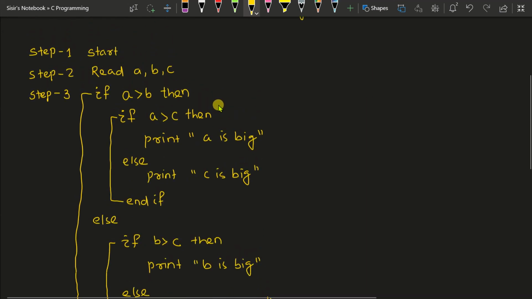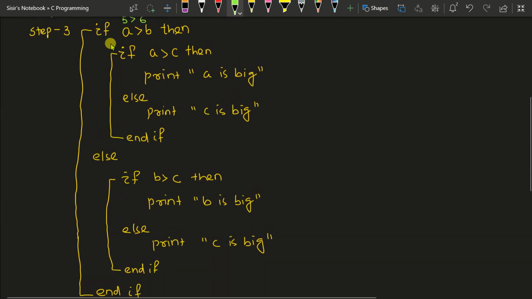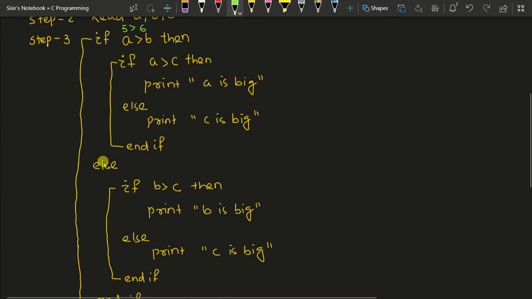Now let us take some example and check whether our algorithm is correct or not. Let's say the example is A is equal to 5, B is equal to 6, C is equal to 7. Let us say these are the numbers given, or you have read these values. How to check it? So I am taking another color. Let's say first condition is A greater than B. That means 5 greater than 6. True or false? False. So false means I will directly jump to the else part. Whose else part? This if's else part.